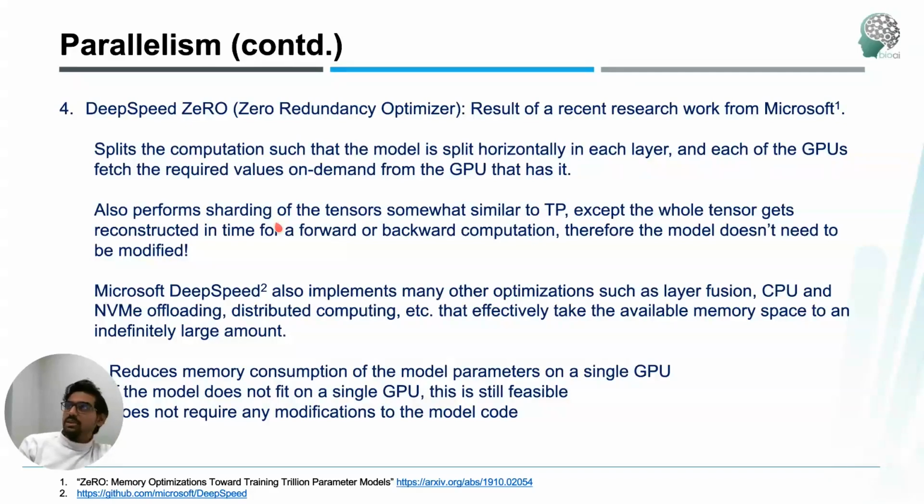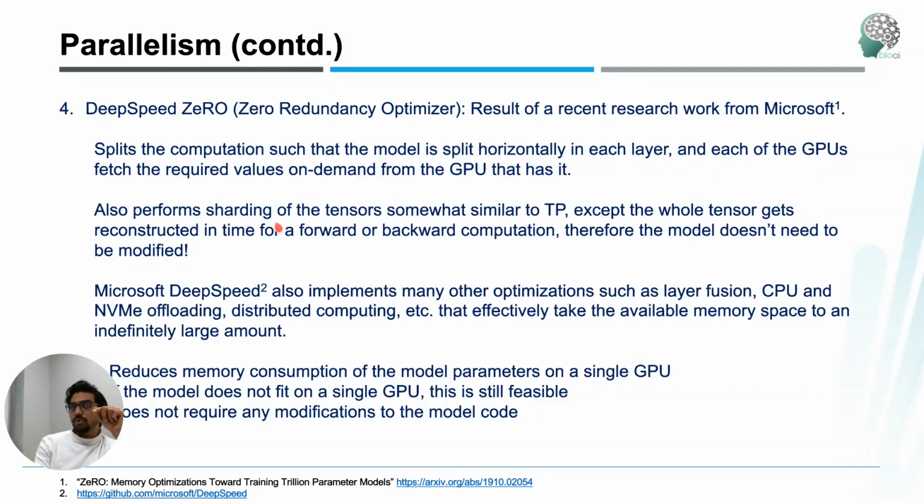So in the case of tensor parallelism, you had the parameters lying on different GPUs altogether, and that GPU was only responsible for that part of the calculation. But here, instead of that GPU only being responsible for that part, it will fetch all the values that it does not have from the rest of the GPUs and then do the entire computation itself.